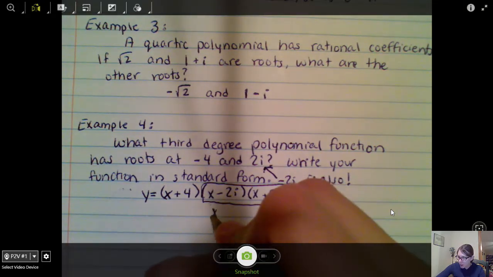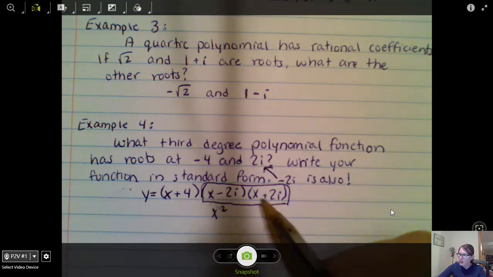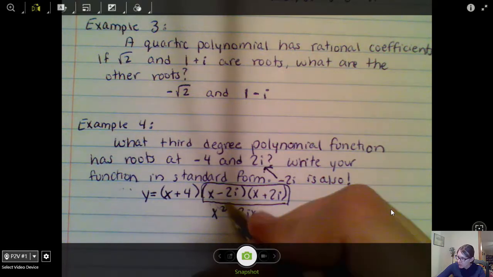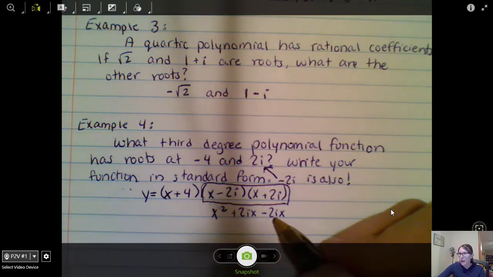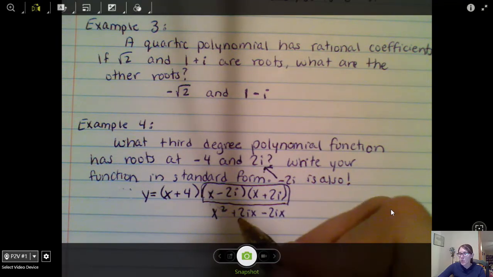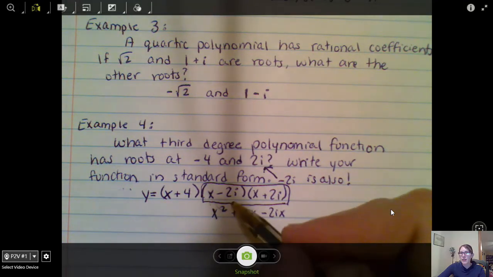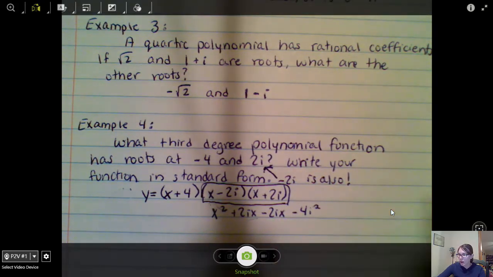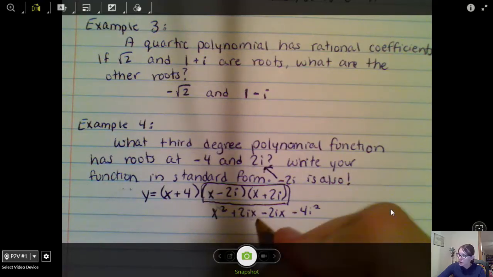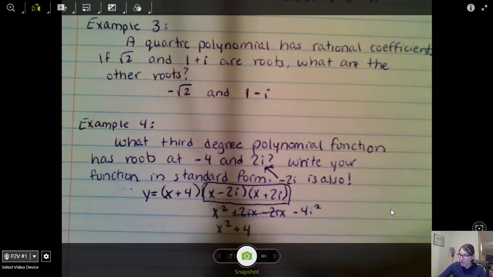My first terms give me x squared. The outside I'd have plus 2ix. The inside would be minus 2ix. And that looks kind of weird, but again, remember i is a number. So 2i is my coefficient here in front of the x. And then my last numbers, negative 2i times positive 2i, is minus 4i squared. Those guys canceled out. Remember the i squared is negative 1, so negative 4i squared is positive 4.